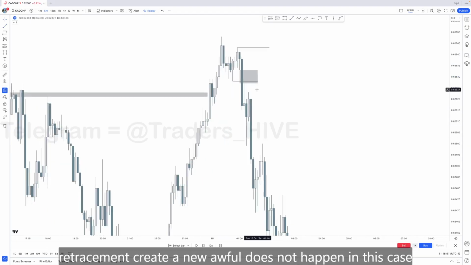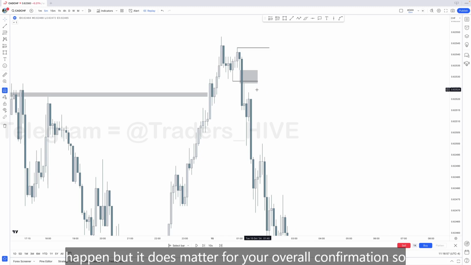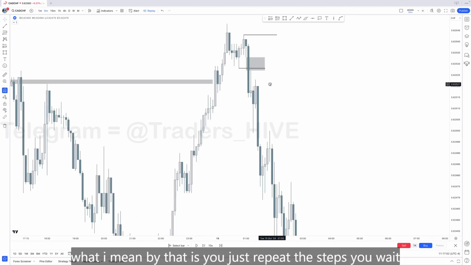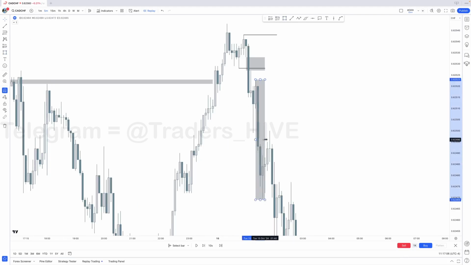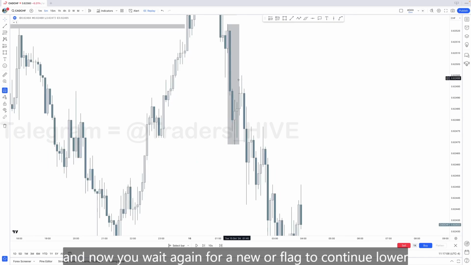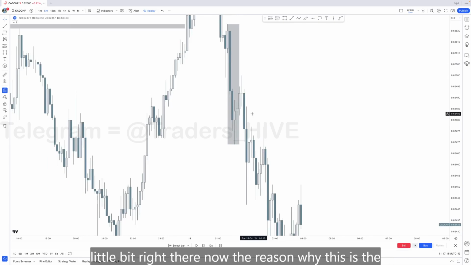Does not happen in this case. In this case, it doesn't really matter that it does not happen, but it does matter for your overall confirmation. So what I mean by that is you just repeat the steps. You wait for this order flow leg right there to get traded back into, and now you wait again for a new order flow leg to continue lower right there. So the overall confirmation just moves further a little bit right there.